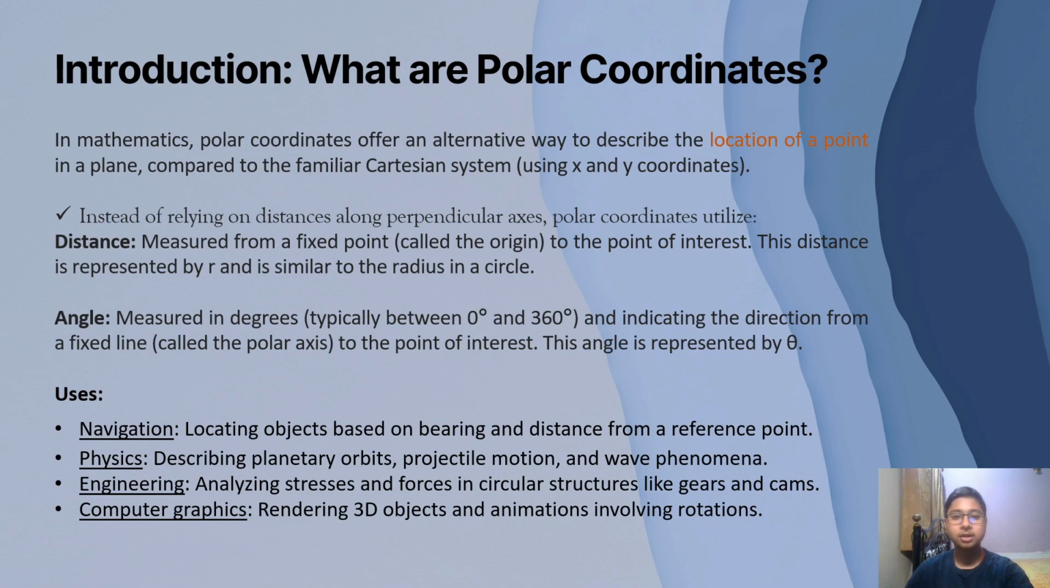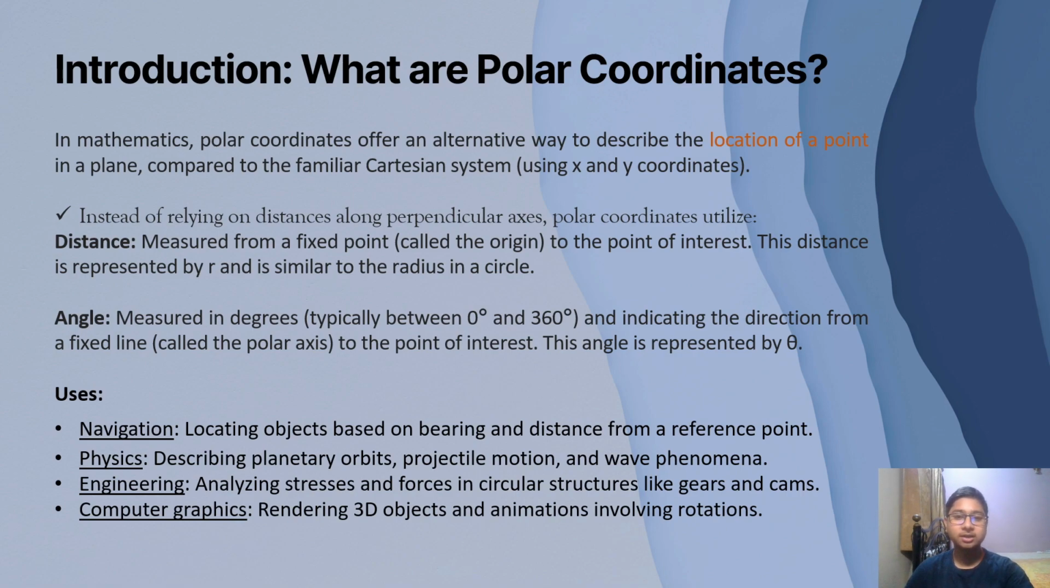For example, the point 2 units away from the origin at an angle of 60 degrees would be written as (2, 60 degrees). But what are the uses of polar coordinates, or why do we use polar coordinates?